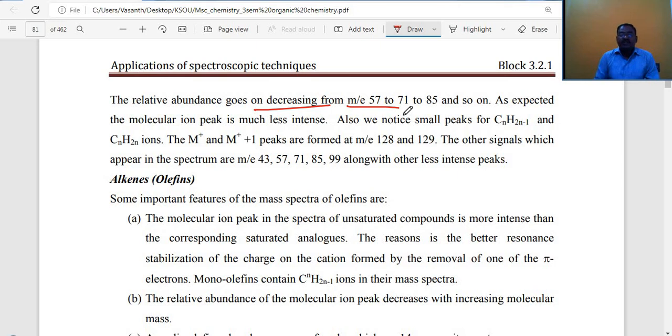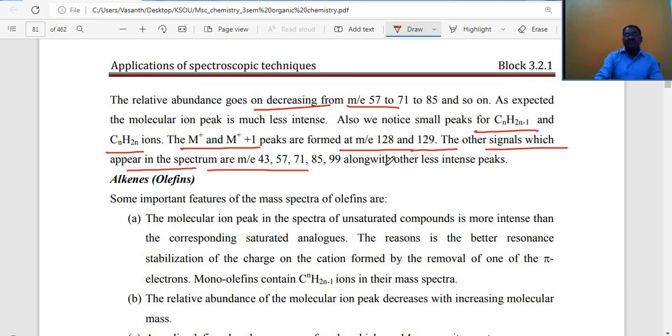As expected, the molecular ion peak is much less intense. Also, we notice small peaks for CnH2n-1 and CnH2n ions. The M+ and M+1 peaks are formed at m/e 128 and 129. The other signals which appear in the spectrum are m/e 43, 57, 71, 85, 99, etc., along with their less intense peaks.